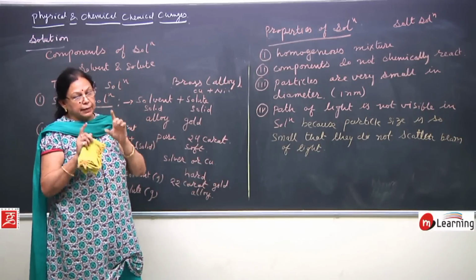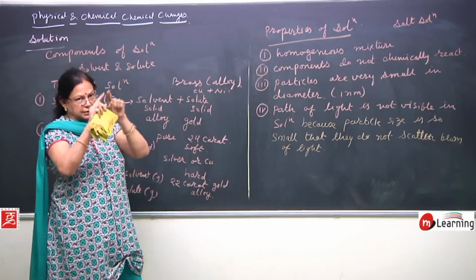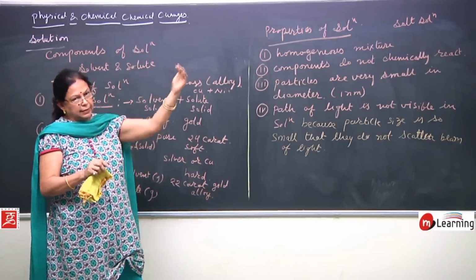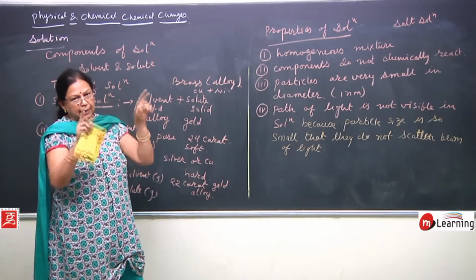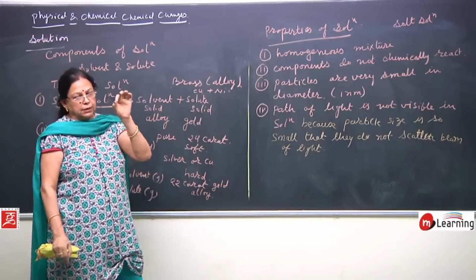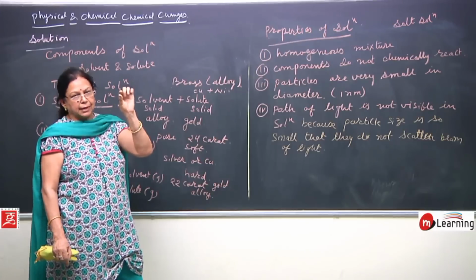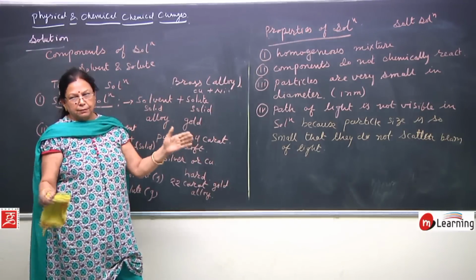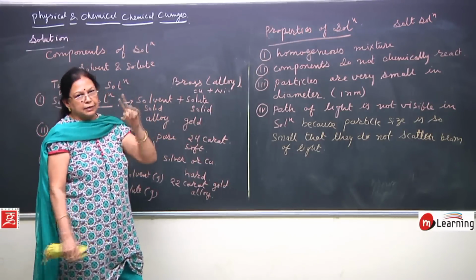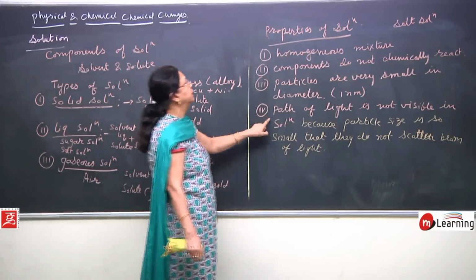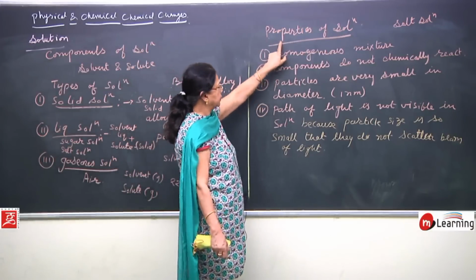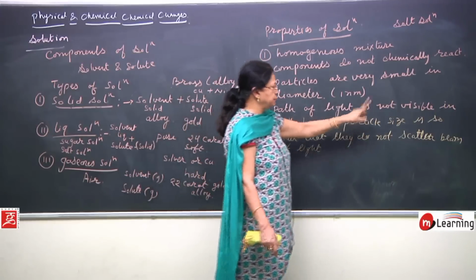Same case in a dark room. When there is a hole in the dark room and the light is coming from there, then that light is visible because the dust particles which are present here are bigger in size and they can scatter the beam of light, so that light is visible to you. But here in the solution, the path of light is not visible.